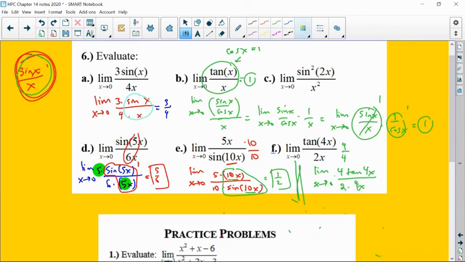So as long as I can write it and think about, okay, here it is. Here's tangent of 4x over 4x. It's the same angle over the same ratio. So that much is equal to 1. And then 4 over 2, which is 2. So our limit is equal to 2.